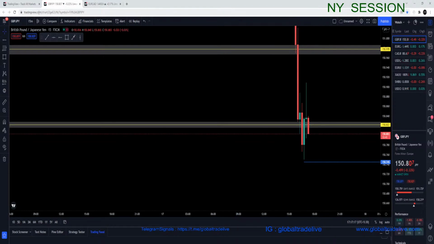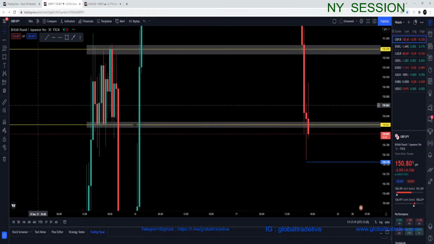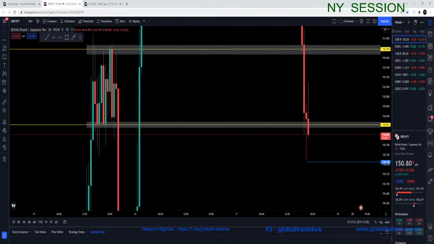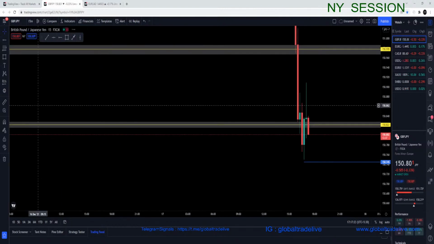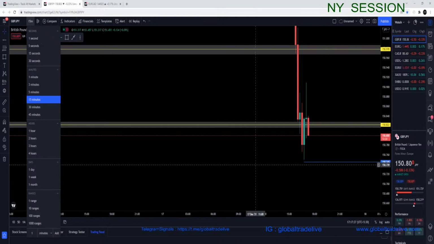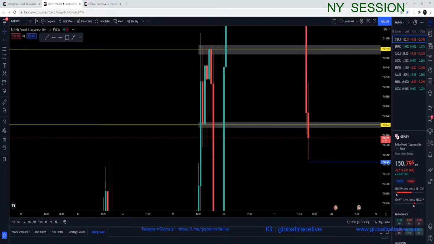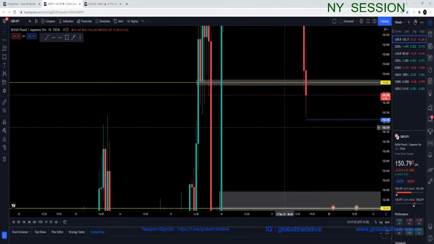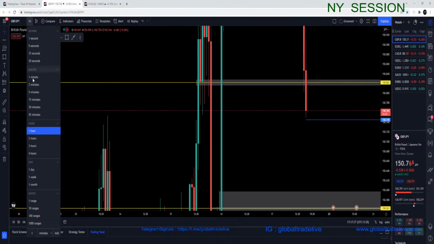GBP is moving down from here. 30-minute candle. So the 1 hour candle is having just 12 minutes left.